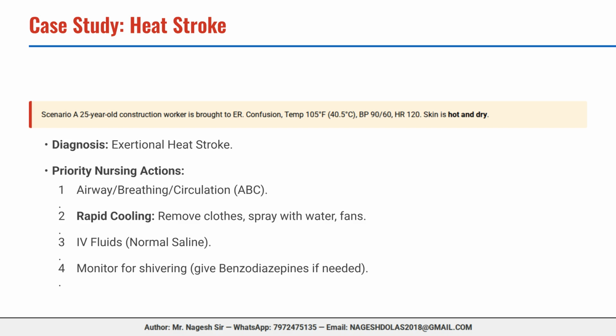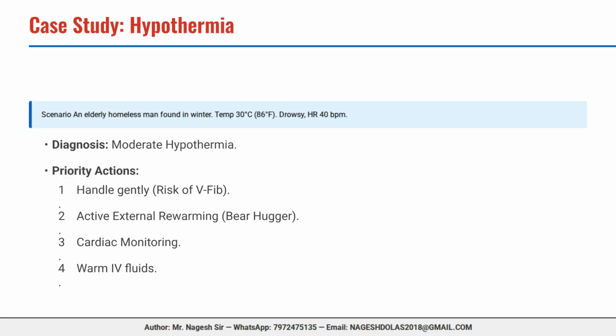In a case of heat stroke, priority nursing actions include maintaining ABCs, rapid physical cooling, providing IV fluids, and monitoring for shivering, giving benzodiazepines if necessary. For moderate hypothermia, priority actions are gentle handling to prevent VFib, active external rewarming, cardiac monitoring, and administering warm IV fluids.